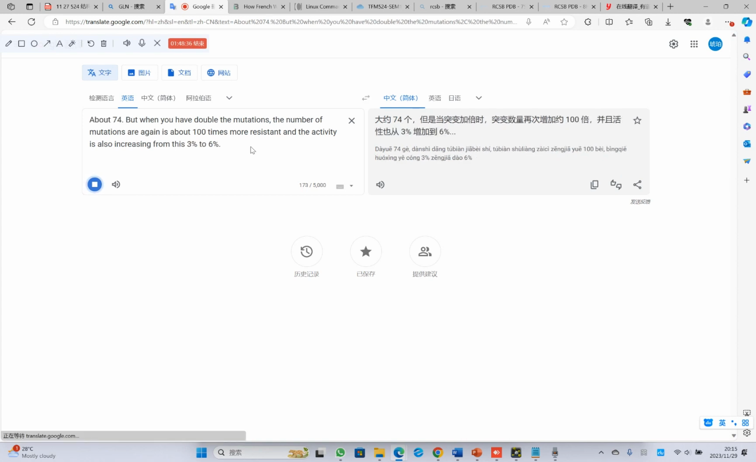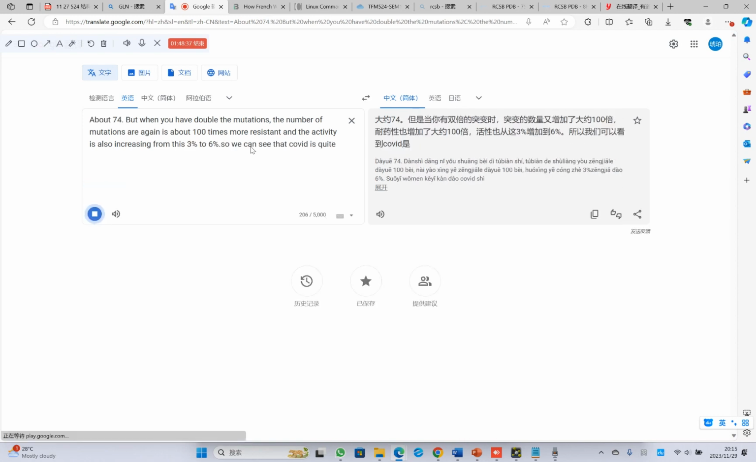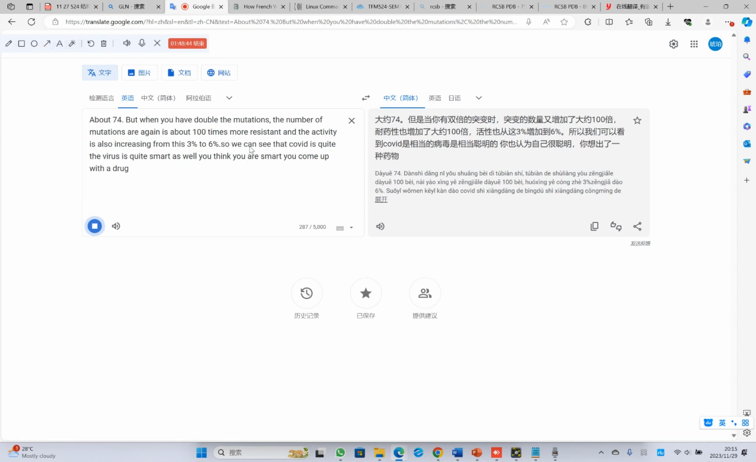So, in 3 months time, the COVID come out with another new mutations.